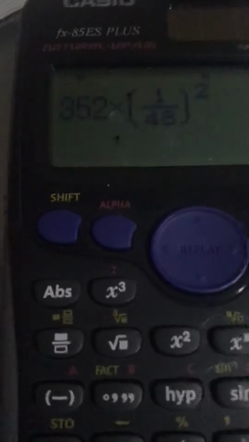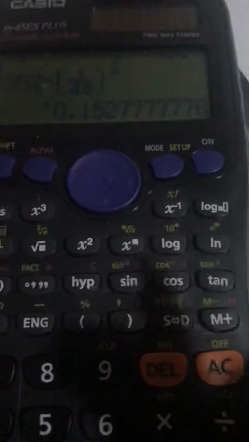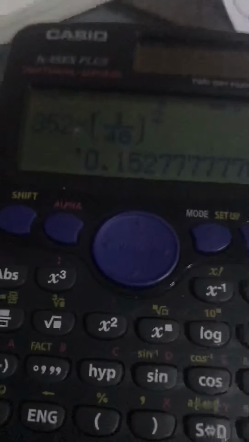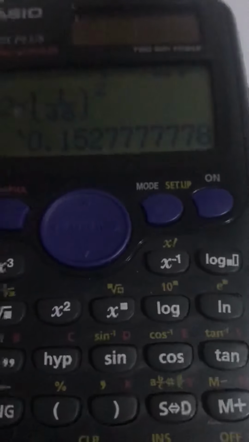Come here and then close the bracket and then press squared. Just like that. And then press equal. And then press SD. So, are we rounding? It didn't say. So you can either leave your answer as a fraction or you can leave your answer as a decimal. I'll suggest you write both.